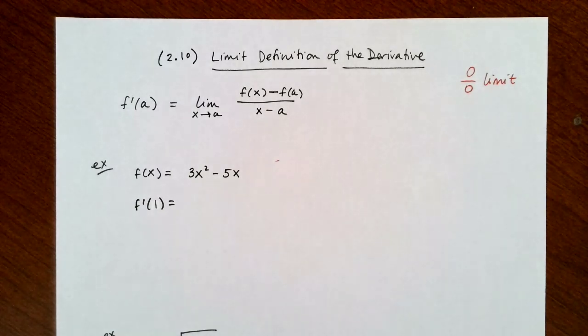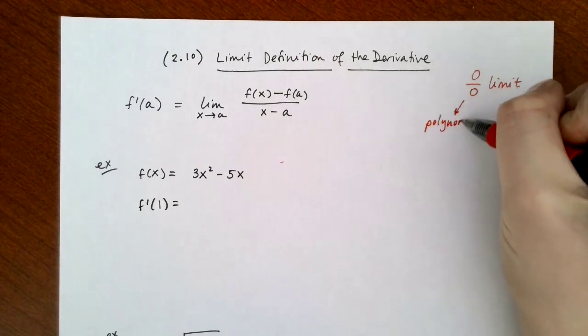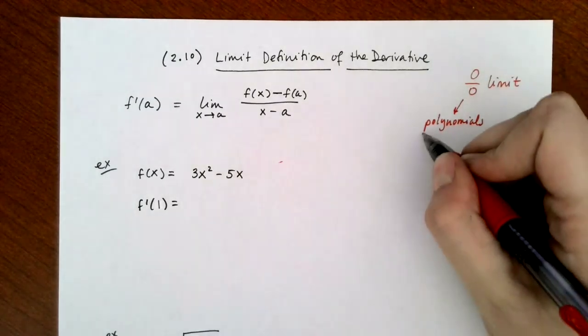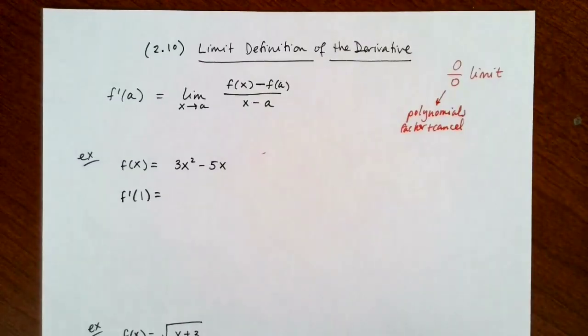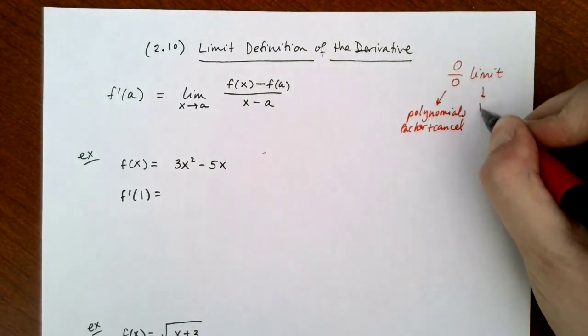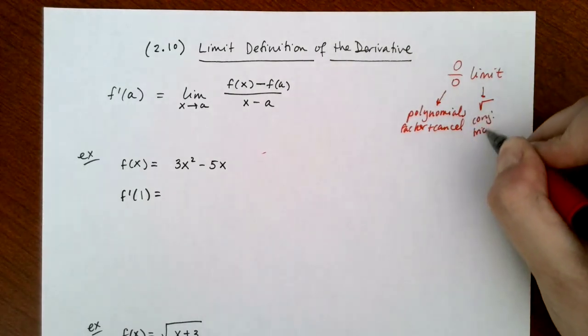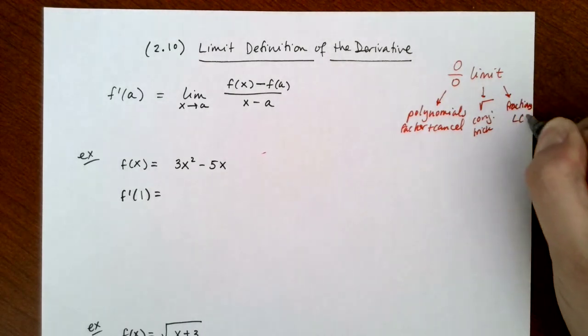And we know from a previous section that we have 3 major strategies for a 0 over 0 limit. If what you're looking at is polynomials, we're going to factor those polynomials and cancel. And as soon as we cancel top and bottom, whatever's holding us back, we can plug in our number and be done. If what we're looking at has some kind of square root in it, we're going to do the conjugate trick. And if what we're looking at has fractions, we'll do the LCD.